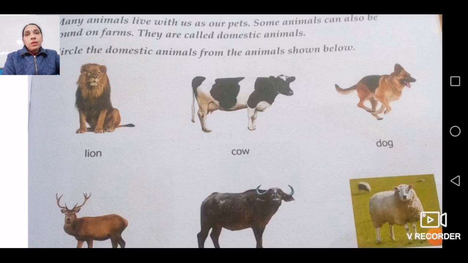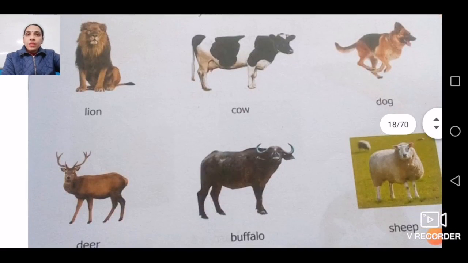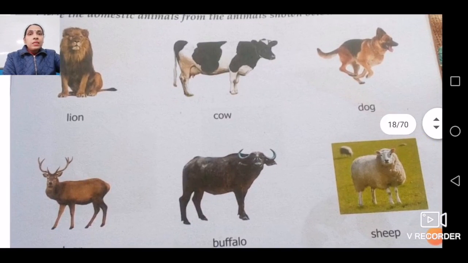After that, children, we are going to do food habits of these animals, what kind of food they want to eat. That also we are going to continue with. Now first one is, circle the domestic animals from the animals shown below: lion, cow, dog. Just now I have told you lion is a wild animal. Cow is a domestic animal because we are getting milk from cow, and from milk we are making different products. So that will be there.